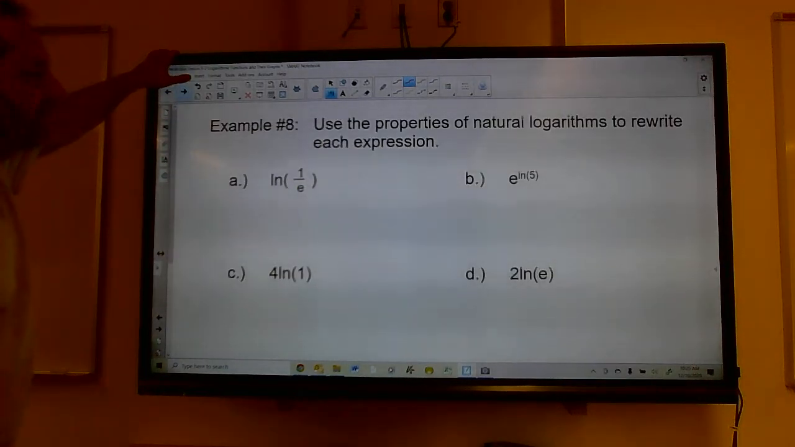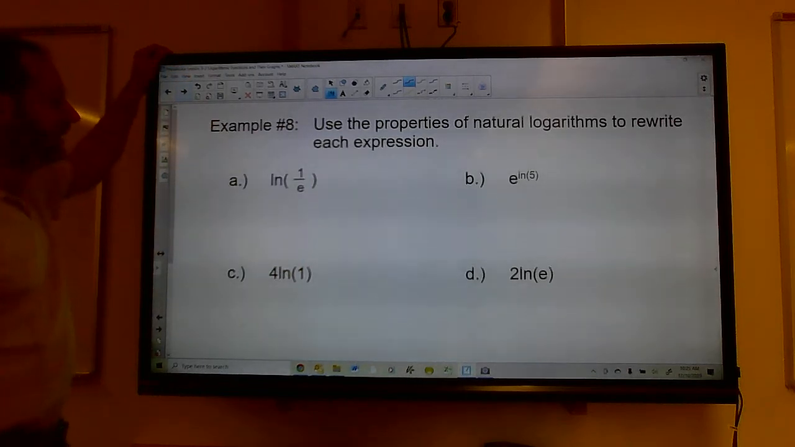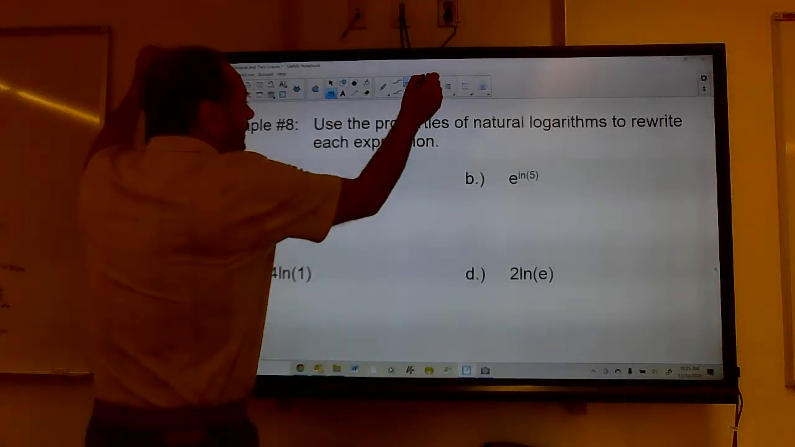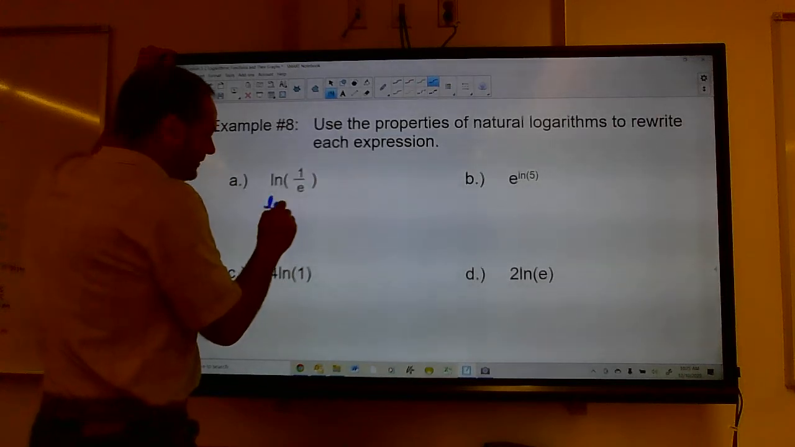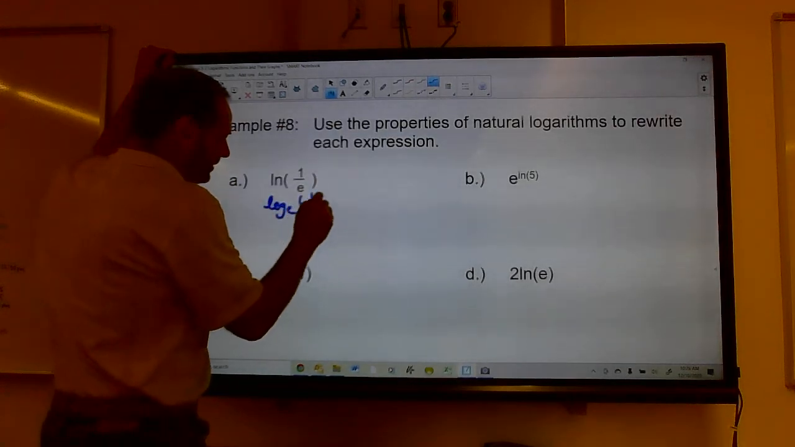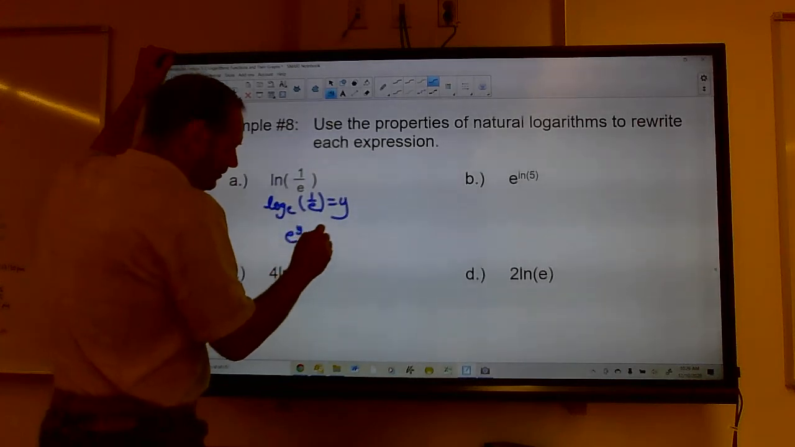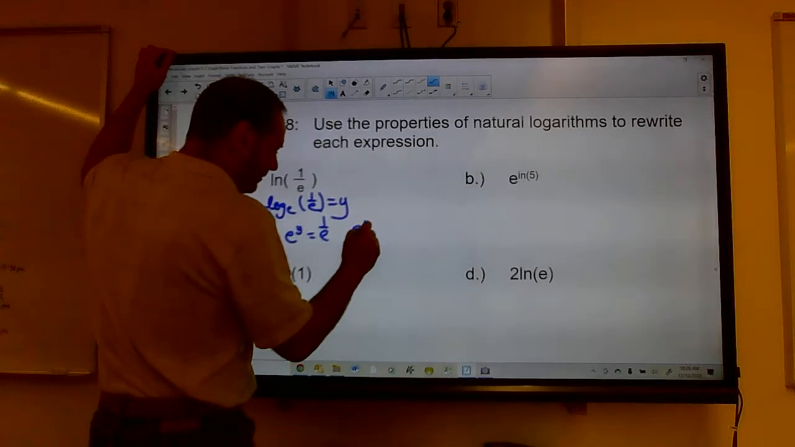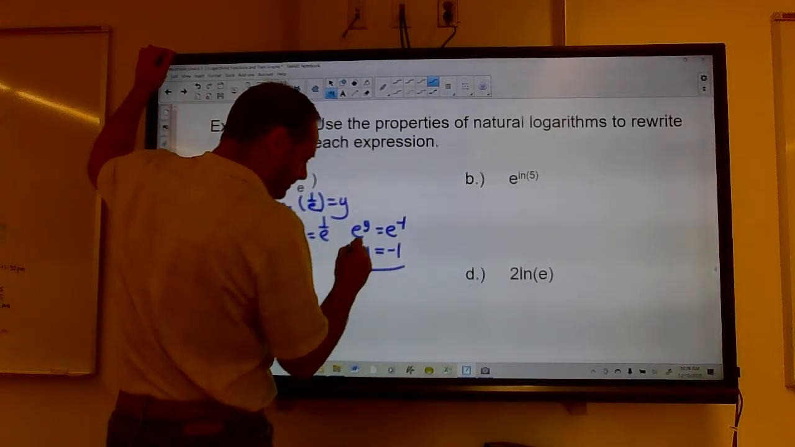Use properties of natural logarithms to rewrite each expression. Okay, natural log of 1 over e. Okay, you might be able to do this in your head. You might want to say, oh, what's this going to be? Oh, e to the y equals 1 over e, which is another way to say e to the y is e to the negative 1, and so y is negative 1.